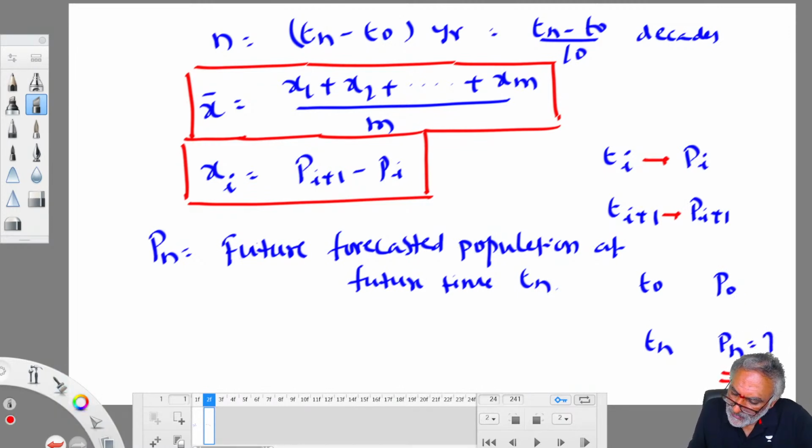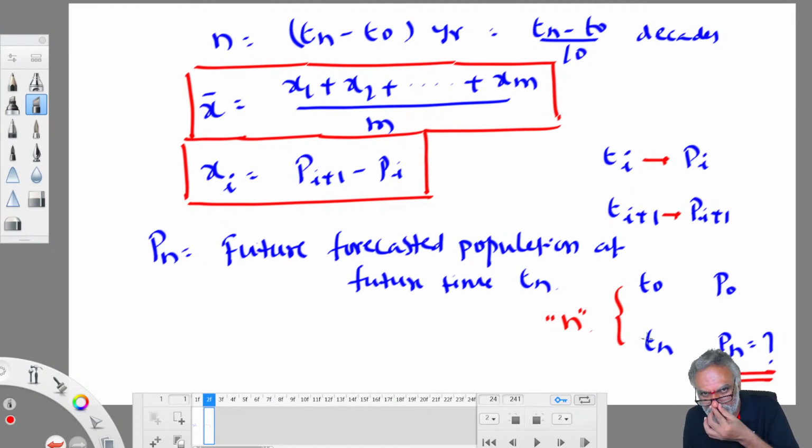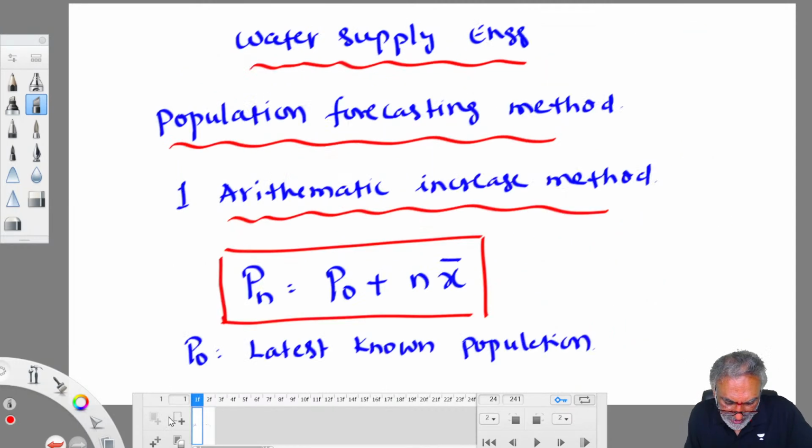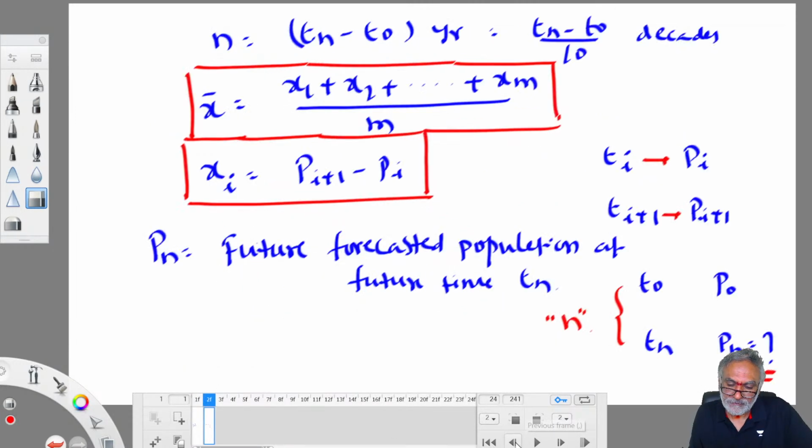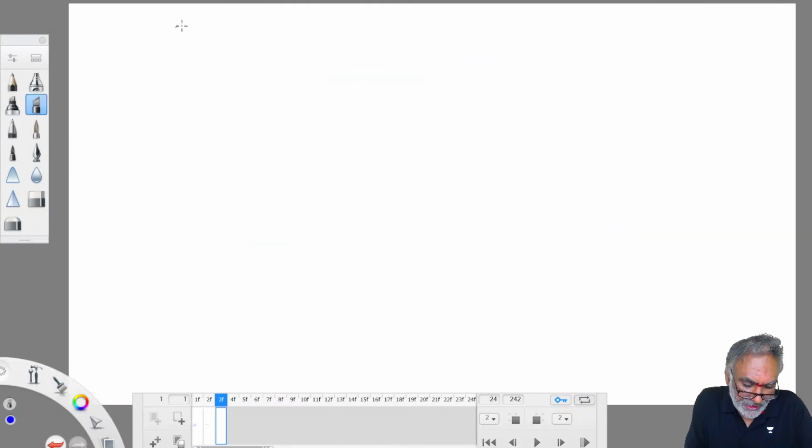Understood? Between T0 and Tn, how many years or how many decades are there, that you have to find out. We work that out using this equation and then work out the future population. In this equation there are two variables: one is X bar, the other one is N. Once you work out X bar, it is constant. For a given X bar, work out the N value, then by using the N value you can work out population at any time in future. With this much idea, you can easily work out numericals related to the arithmetic increase method.